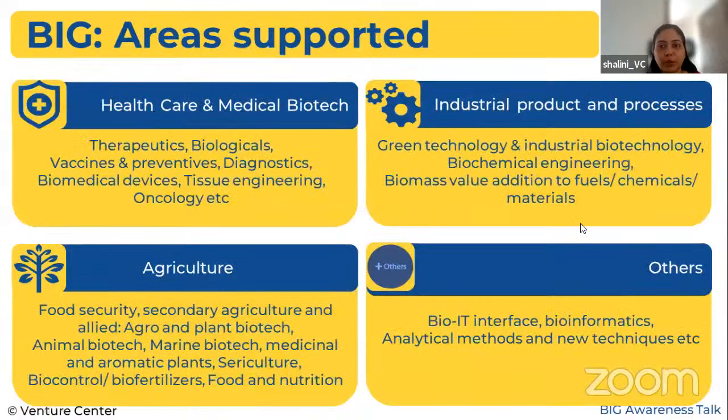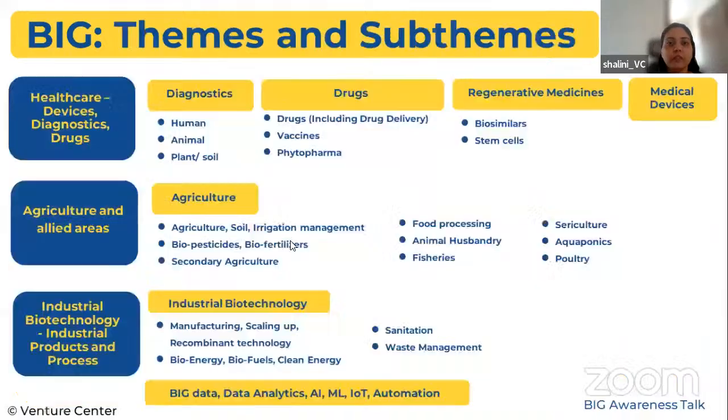So these are the broad domains which are covered under this scheme, like healthcare, agriculture, industrial biotech. Others include analytical methods, bioinformatics, bio-IT interface. Now, BIRAC has further divided these broad domains into theme and sub-theme categories.